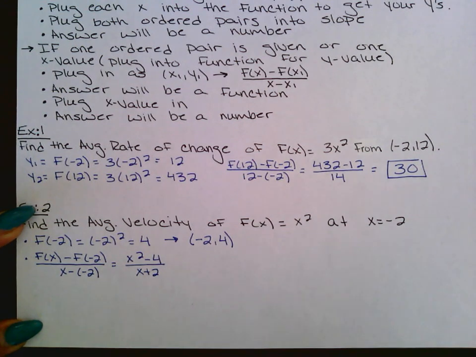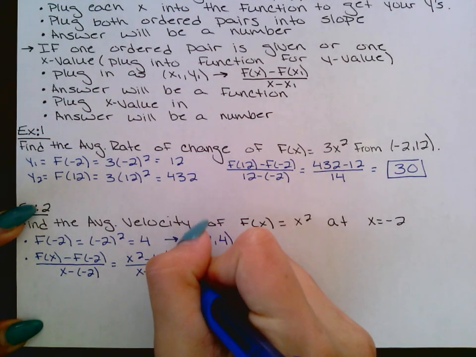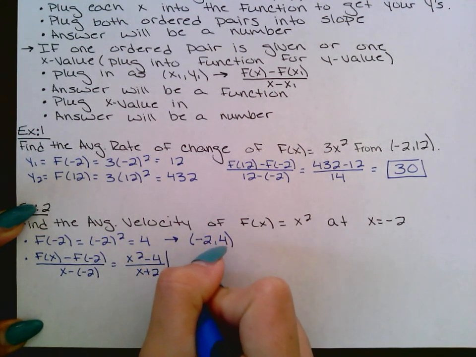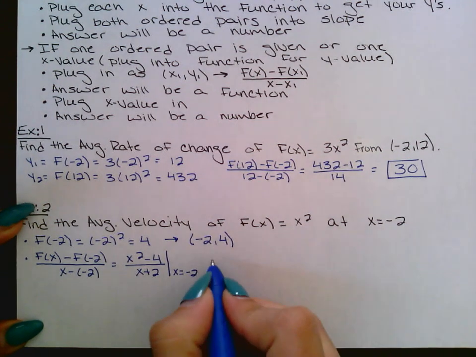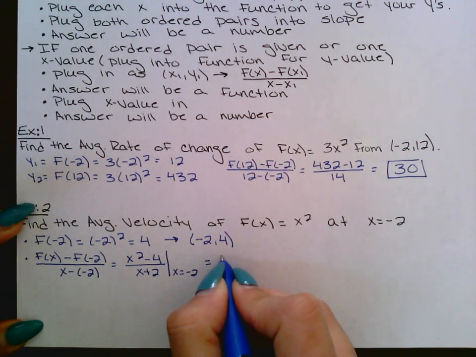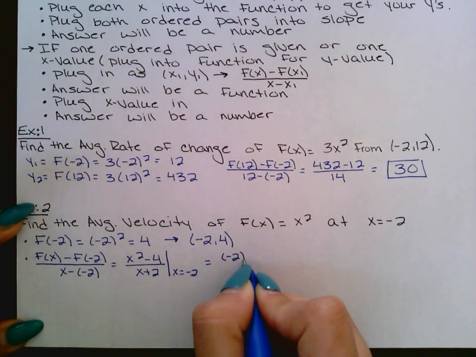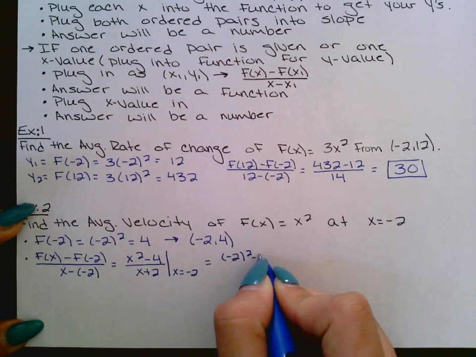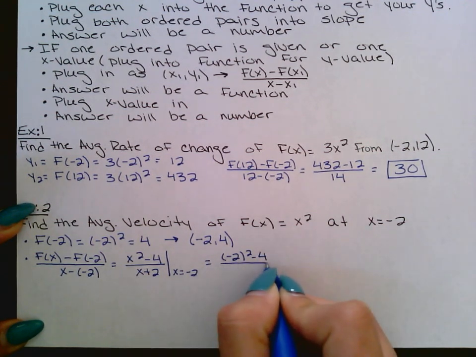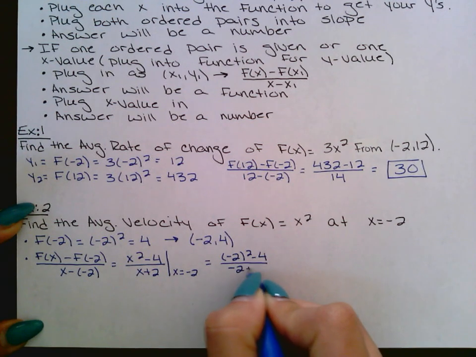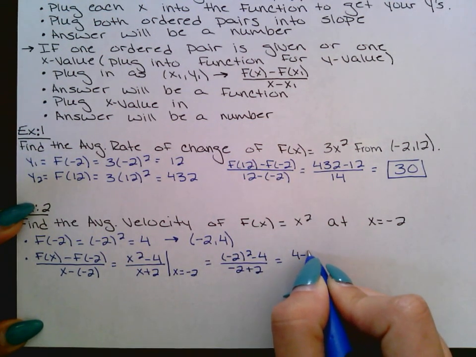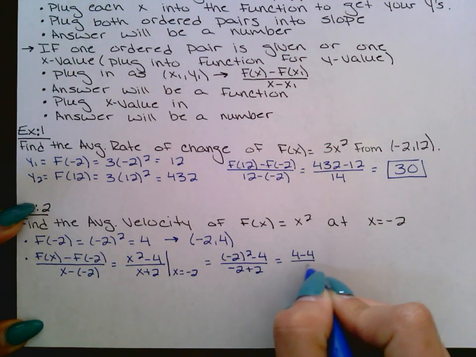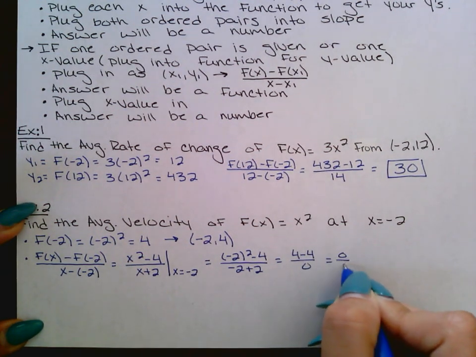In calculus, you start learning a notation, which is really nice. You put a bar, and you say x equals -2. That means your next step is to find this function at x equals -2. And now I can say -2 squared minus 4 over -2 plus 2. This gives me 4 minus 4 over 0, which is 0 over 0.